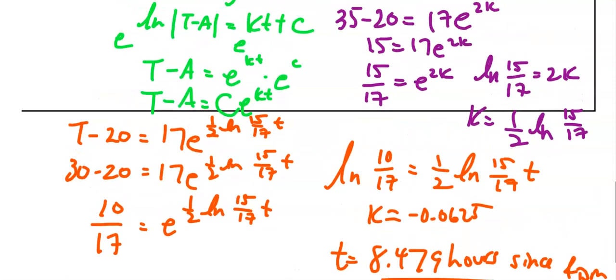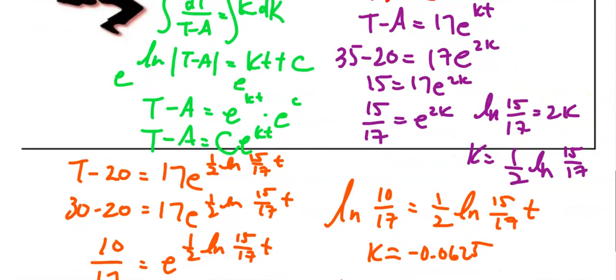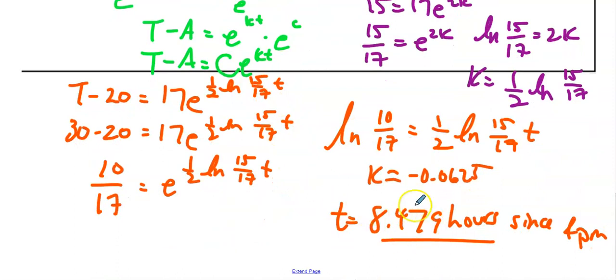Okay, so this is in hours since 4 p.m. And that's why that 4 p.m. was given to us. Students are like, why don't you plug in t for 4 p.m.? Now we want to use that since 4 p.m. So this is the time that the body has been dead. I know this example is morbid. That body has been dead since 4 p.m.